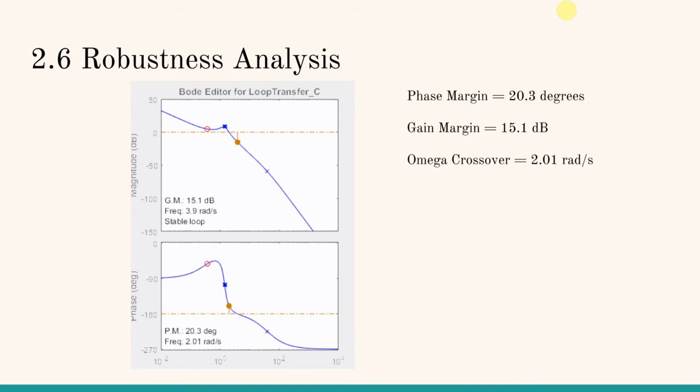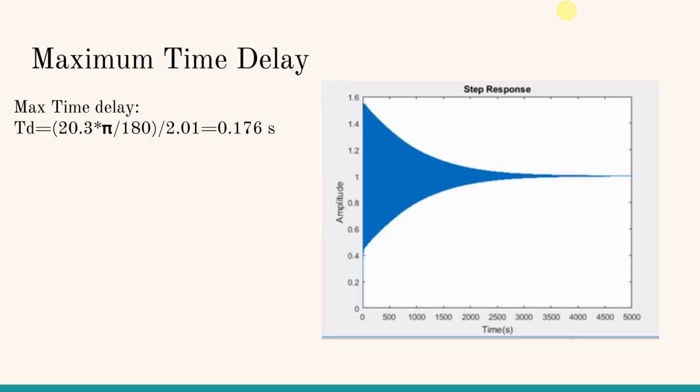We next chose to examine the robustness of our system. Our phase margin can be seen as 20.3 degrees, and our gain margin can be seen as 15.1 decibels. We have a crossover frequency of just about 2.01 radians a second. The time delay, according to our equation, T_D is equal to the phase margin over the crossover frequency, which is equal to 0.176 seconds. Shown here is the Simulink step response with the maximum time delay. This proves that our system can remain stable with any time delay less than 0.176 seconds.